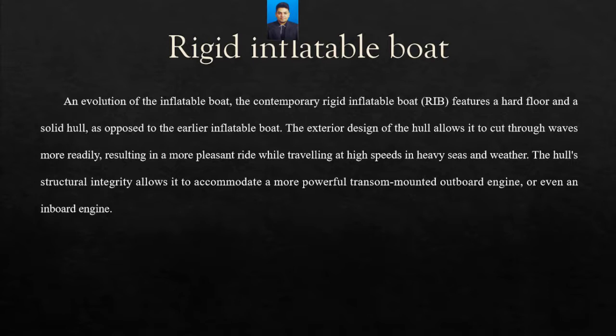An evolution of the inflatable boat, the contemporary rigid inflatable boat, also known as RIB, features a hard floor and a solid hull, as opposed to the earlier inflatable boats. The exterior design of the hull allows it to cut through the waves more readily, resulting in a more pleasant ride while traveling at high speeds in heavy seas and weather. The hull's structural integrity allows it to accommodate a more powerful transom-mounted outboard engine or even an inboard engine. They have a shallow draught and are thus suitable for going over shallow waters and beaching in areas where there are no landing facilities, for example.